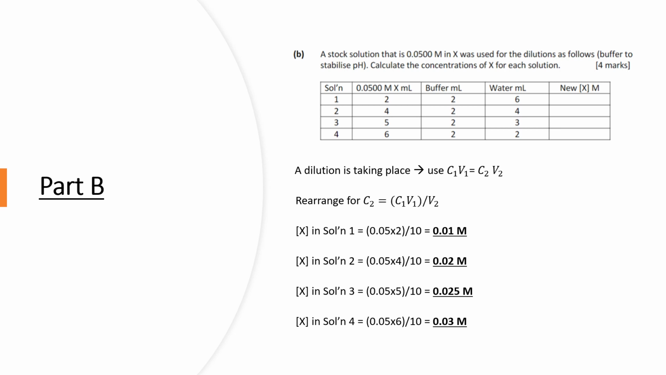Now, for the 4 concentrations here, I show me plugging in the numbers from the table. We get the concentration of X in solution 1 comes out to 0.01 molar. In solution 2, that comes out to 0.02 molar. Solution 3 has 0.025 molar, and then solution 4, 0.03 molar.